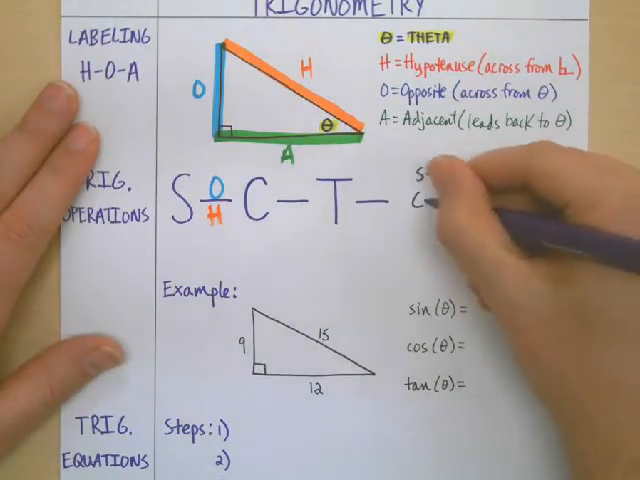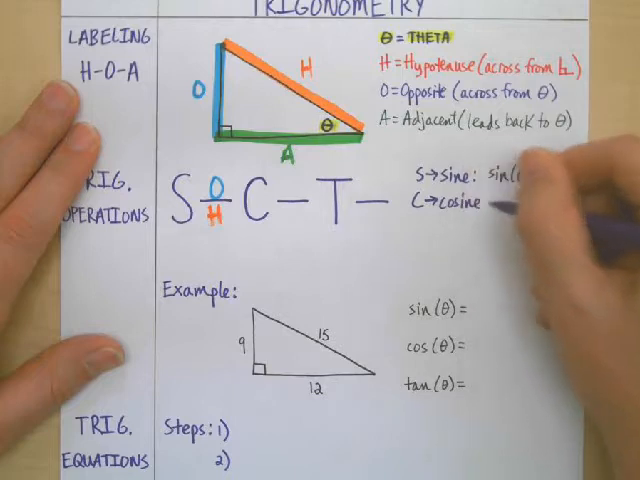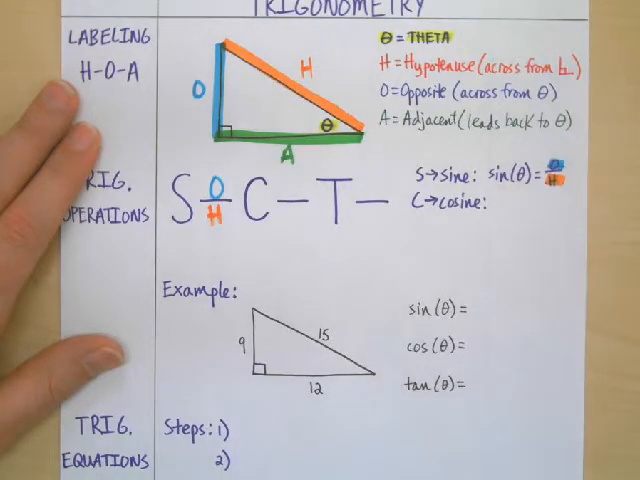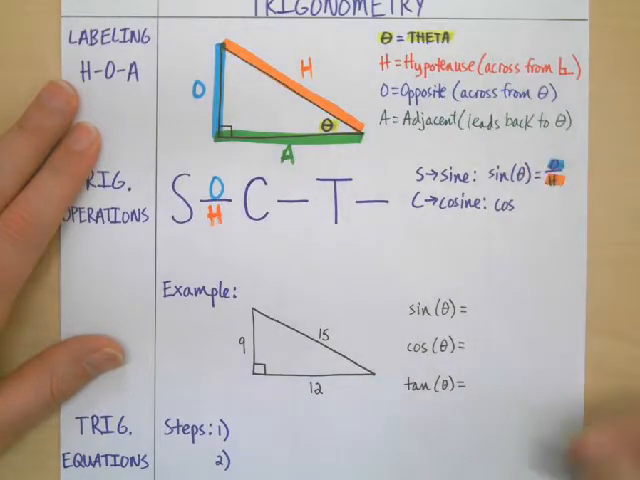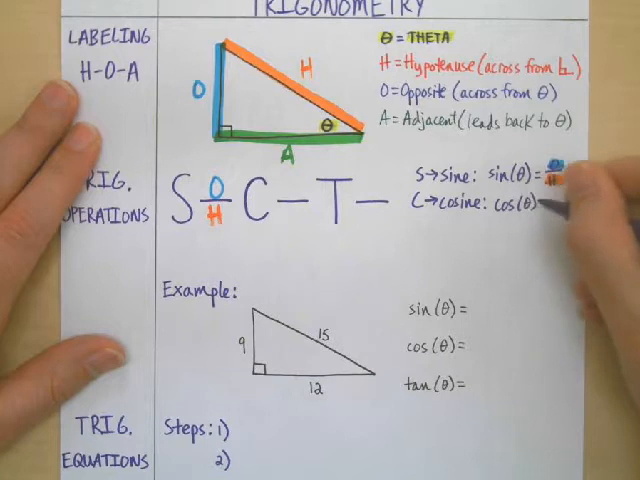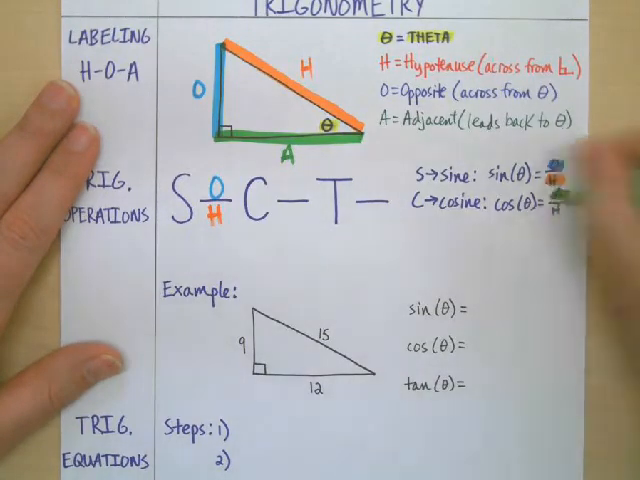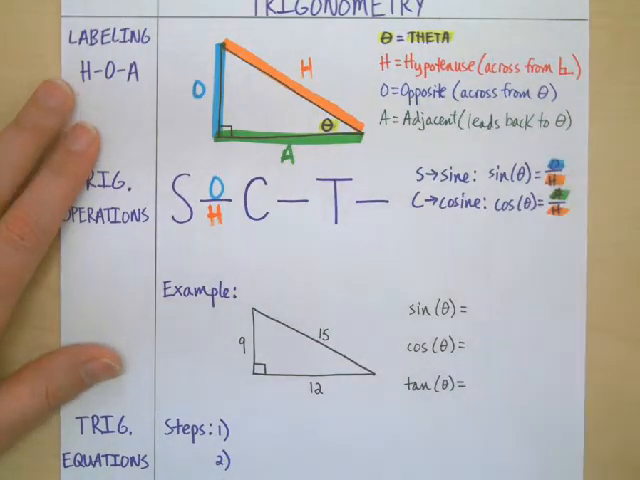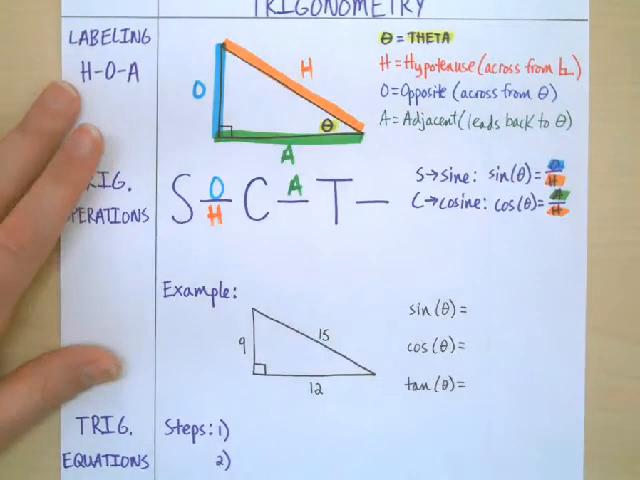Now, for C. C really stands for the word cosine, C-O-S-I-N-E. We abbreviate cosine with COS. I'm going to put theta in parentheses next to it, and cosine theta really equals A over H. In the picture above, A was my green, H was still my orange. Next to the big C, I'm going to put A over H.